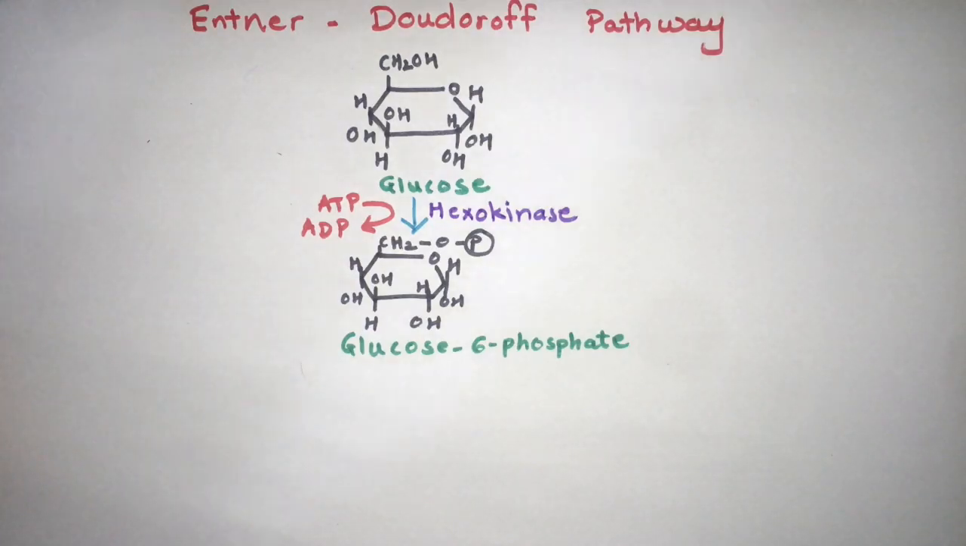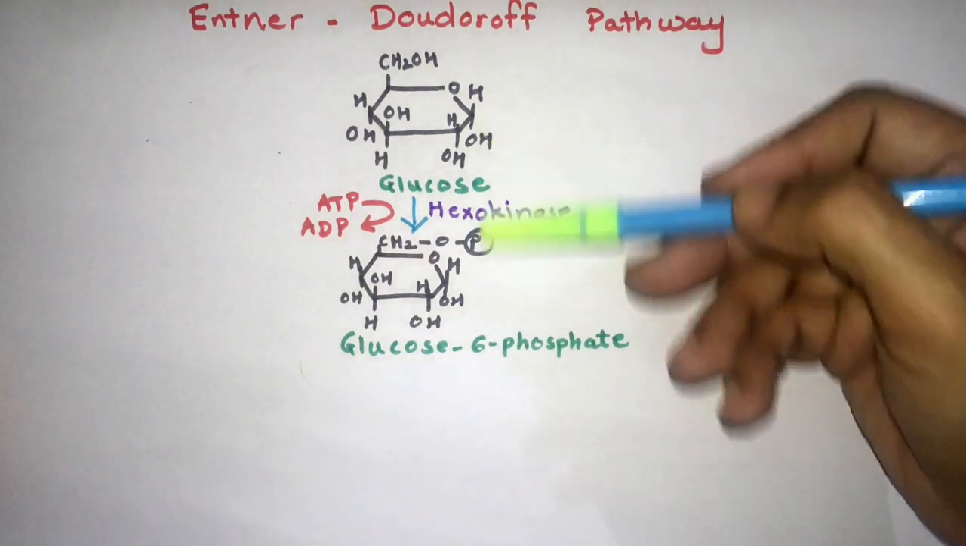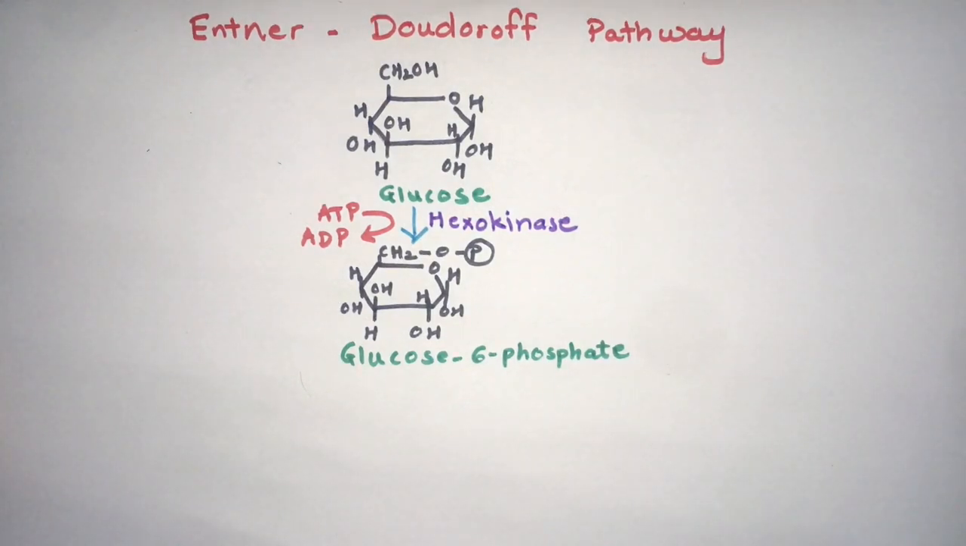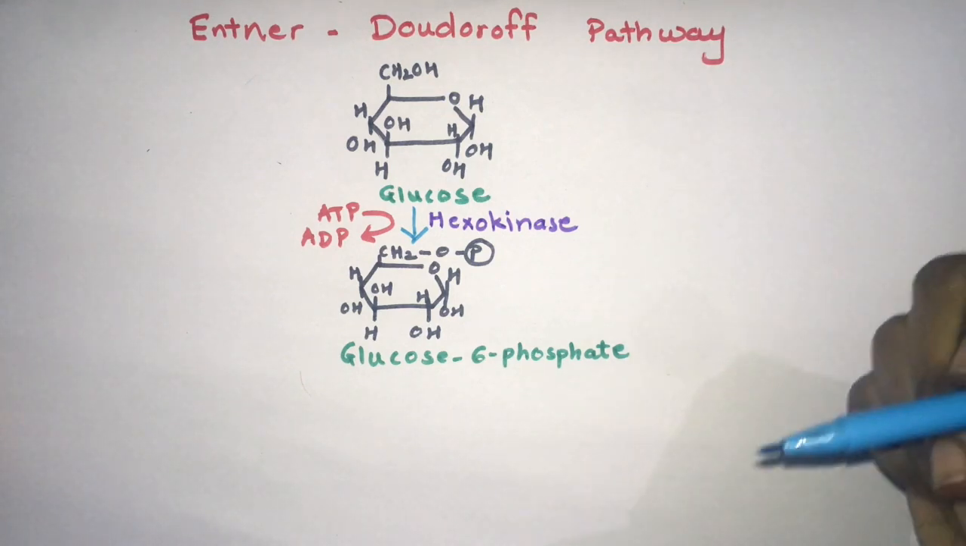In this video, we will be discussing the Entner-Doudoroff pathway. This is an alternative pathway for the EMP pathway, that is also known as the glycolysis pathway. In some organisms like Pseudomonas, these kinds of pathways are seen. These pathways are observed in prokaryotes and are not observed in eukaryotes. So let us study the pathway.